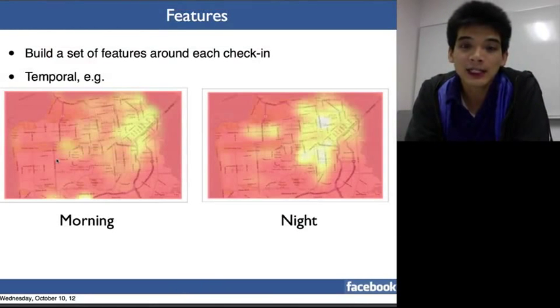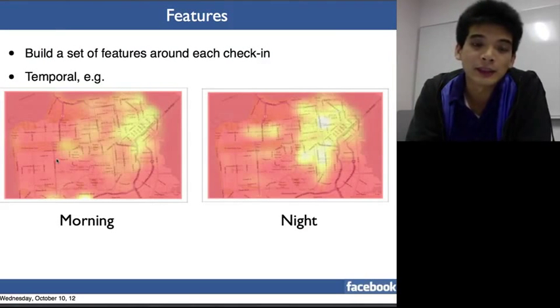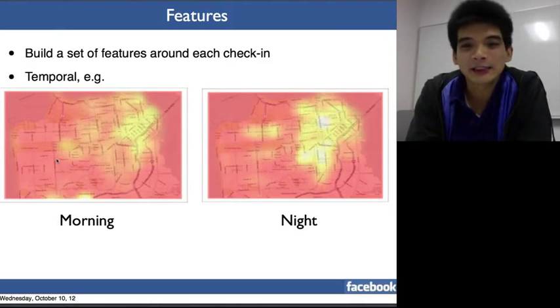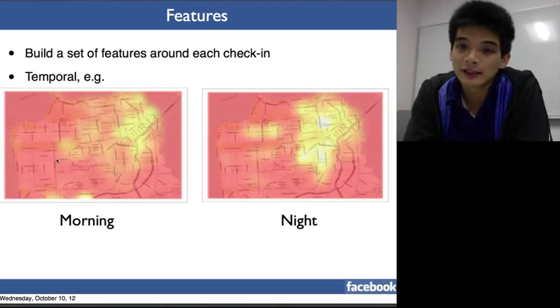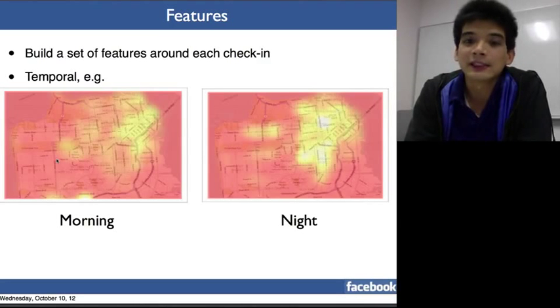We realized that most of the morning check-ins are around the financial district, where people are just getting to work and checking in. People don't check in nearly as much in the morning as at night on the right side of the screen, where there's tons of check-in activity at nightclubs and areas where nightlife is really big in San Francisco.